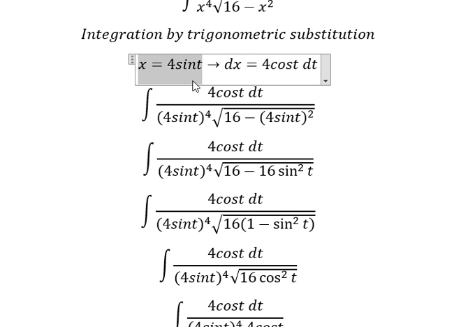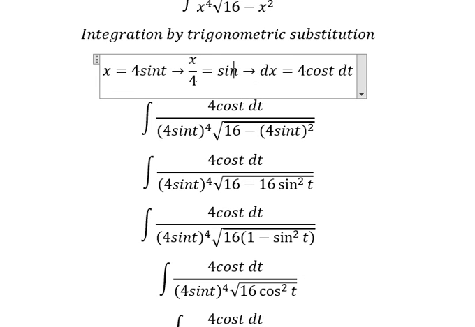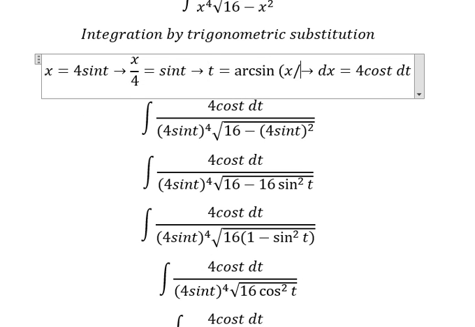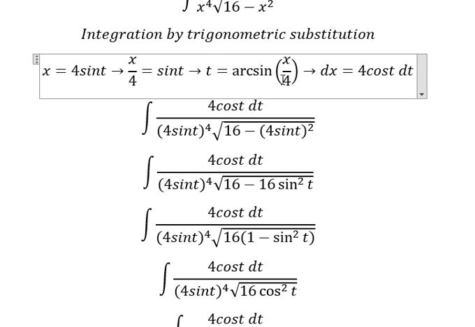So we need to divide both sides by number 4. And we have t equal to arcsine of x over 4. So I will put this one to change for t.